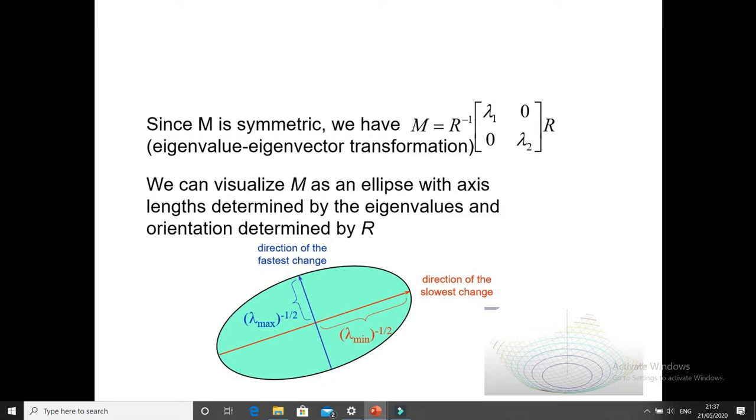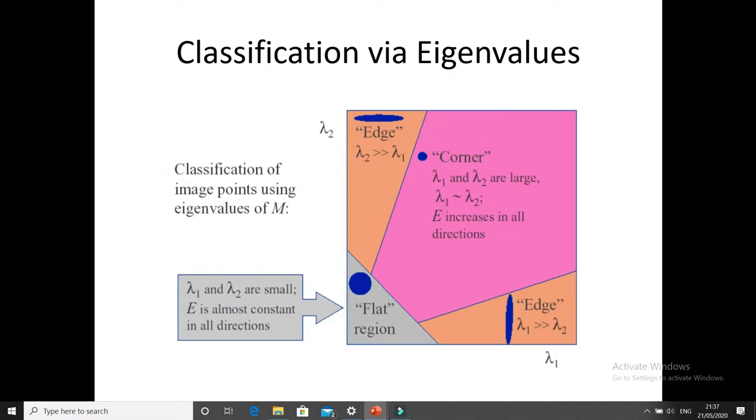So what I'm saying is that the eigenvalues of matrix M are indicative of the coordinates of that matrix. For this matrix M, these eigenvalues lambda 1 and lambda 2 will determine whether it belongs to a corner, or an edge, or none of these two, a flat region. So we will classify our image points based upon the eigenvalues.